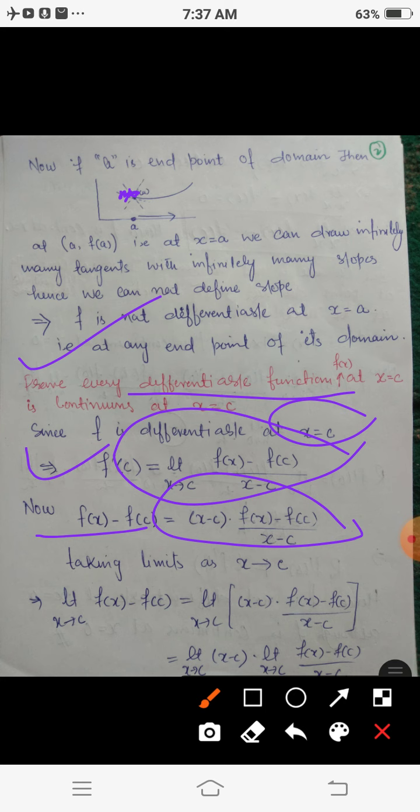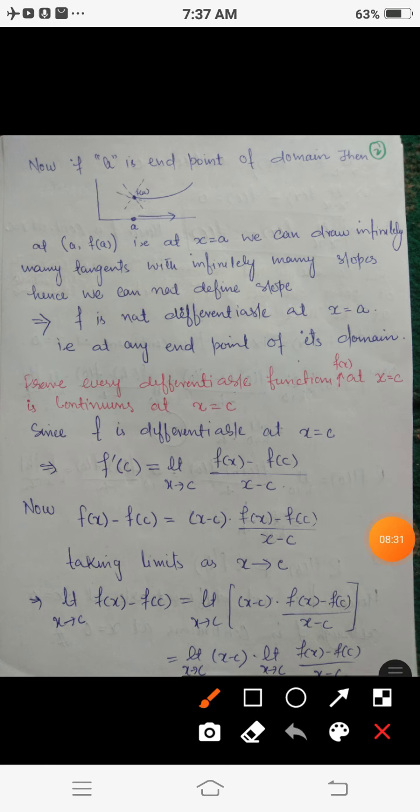Now taking limits as x tends to c, it is simply limit x tends to c of f of x minus f of c. You know that the limit of a product equals the product of limits, that is limit x tends to c of x minus c into limit x tends to c of f of x minus f of c upon x minus c. You know that x minus c is a polynomial. Its limit is simply obtained by putting x equals c, so this term is 0.